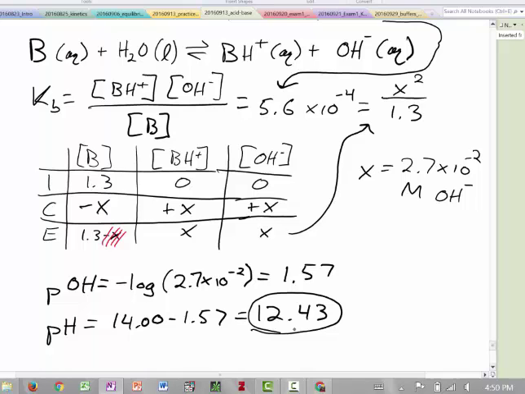Sig figs, I think. No units. What did I say? Two sig figs, no units. Answered the question because I got pH. And it's mildly basic, and the pH is basic, so that's good.